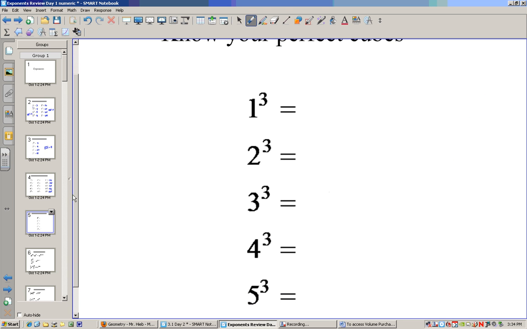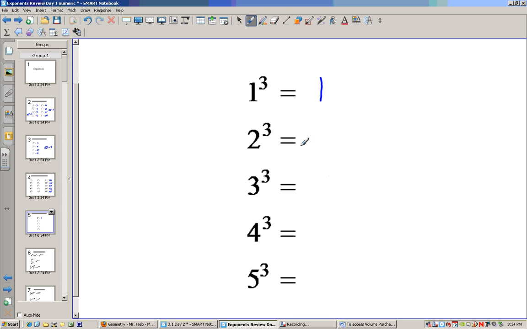Also, you need to know your perfect cubes. 1 cubed is 1, then 8, 27, 64, 125. You could learn past 5, but this is all we expect you to know for your quiz.